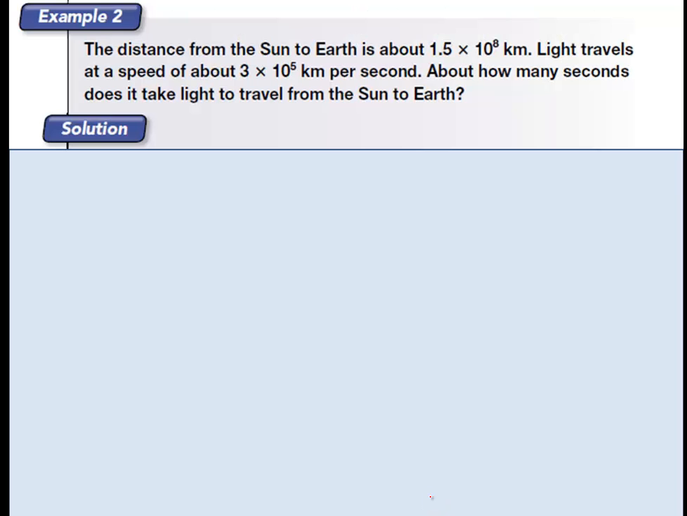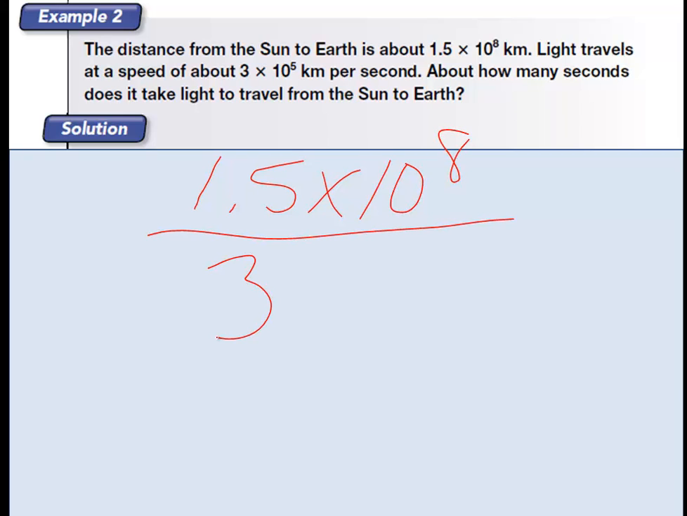Let's see how we can apply that a little bit. The distance from the Sun to the Earth is about 1.5 times 10 to the 8th kilometers. Light travels at a speed of about 3 times 10 to the 5th kilometers per second. So about how many seconds does it take light to travel from the Sun to the Earth? How would you do that? Let's take 1.5 times 10 to the 8th and divide it by 3 times 10 to the 5th.